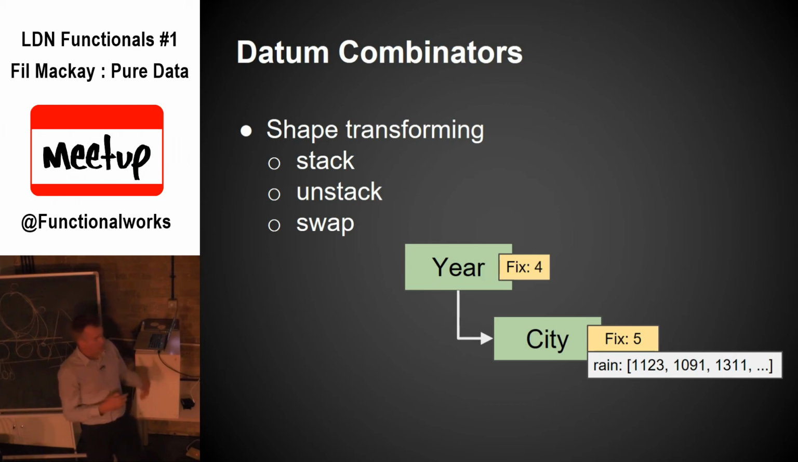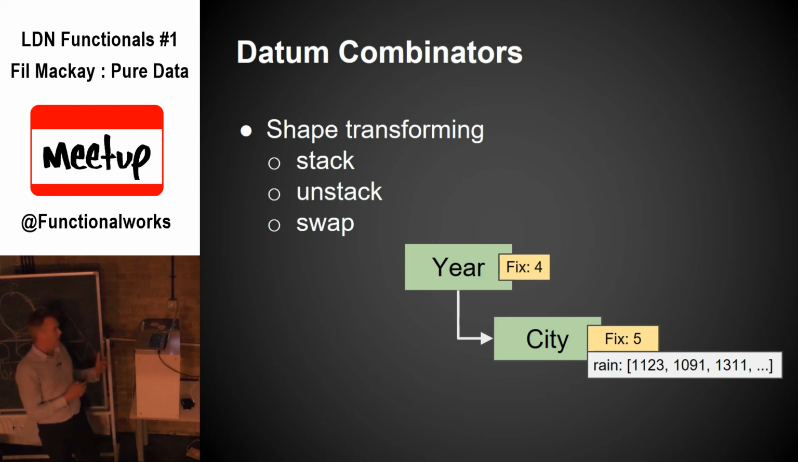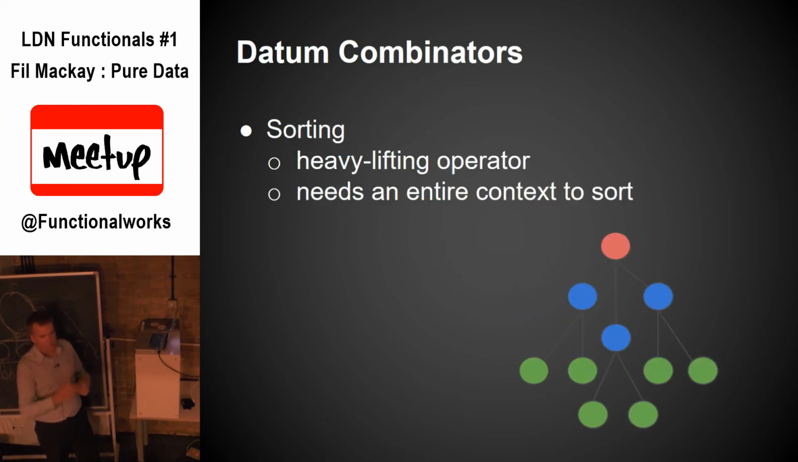The last category I've got here is shape transforming. So this is stack, unstack, and swap. Stack and unstack are quite complex beasts. I'll talk about swap now. Swap is basically a transpose. So it's changing the order of dimensions. So instead of year, city, I want to have city, year. It's going to transpose the underlying array and switch the dimensions around.